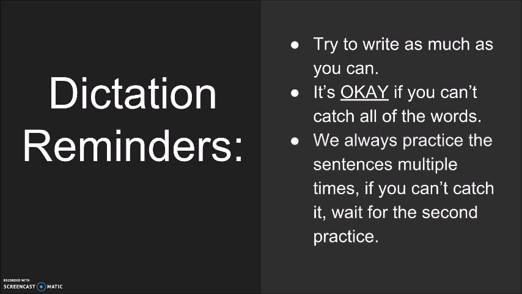Remember that we always practice the sentences multiple times. The first few times, you'll hear the sentences fast, using my reduced spoken American English. If you can't catch it, wait until the second practice, when we're going to be slowing the sentences down, using our more clear pronunciation, and then making comparison between the clear pronunciation and the reduced pronunciation of American English.